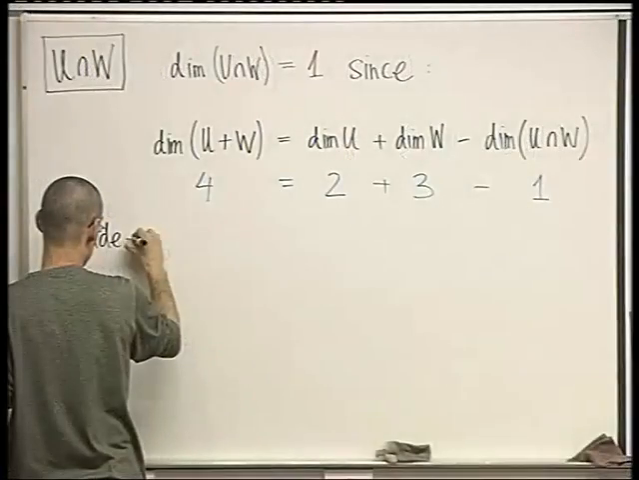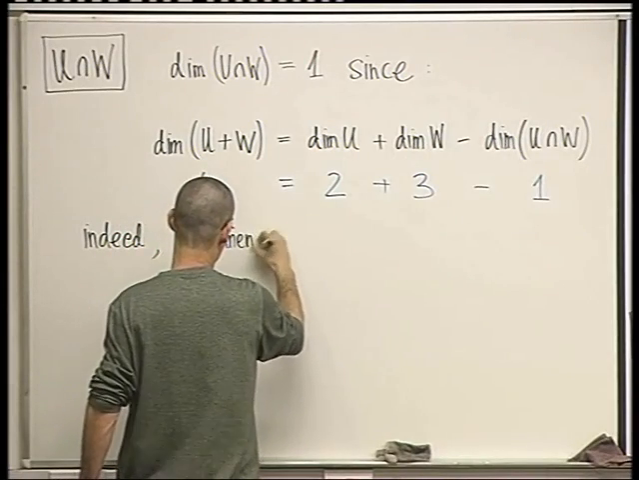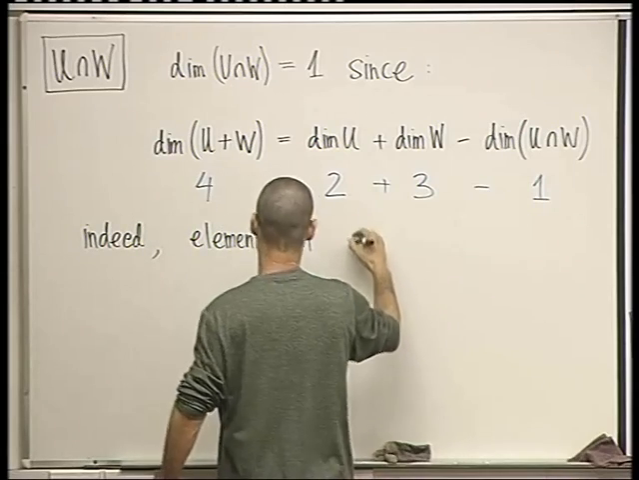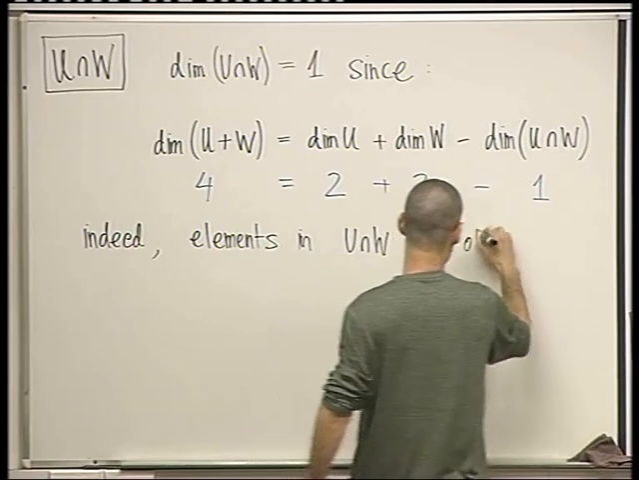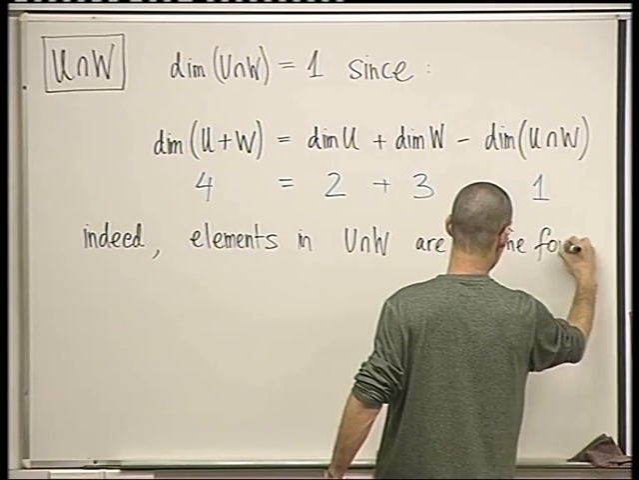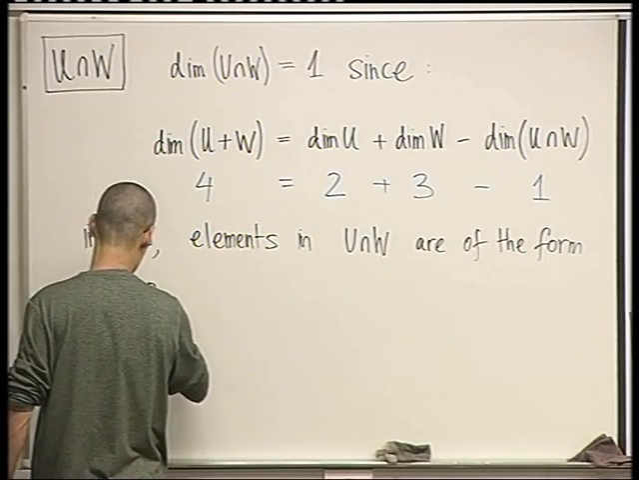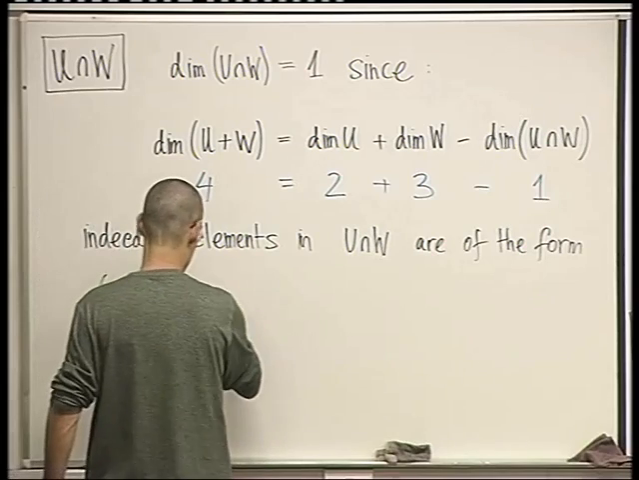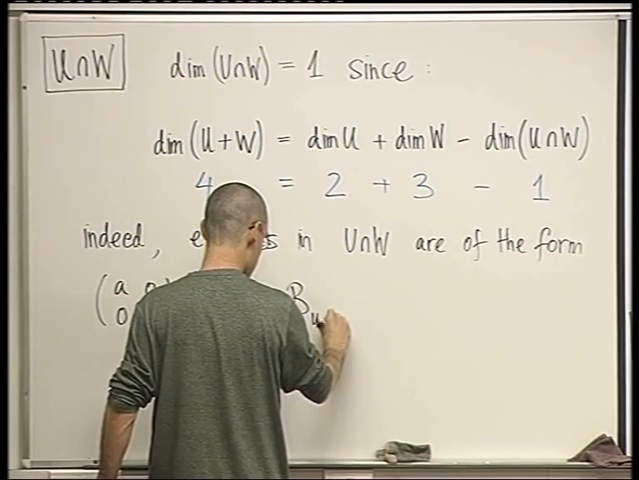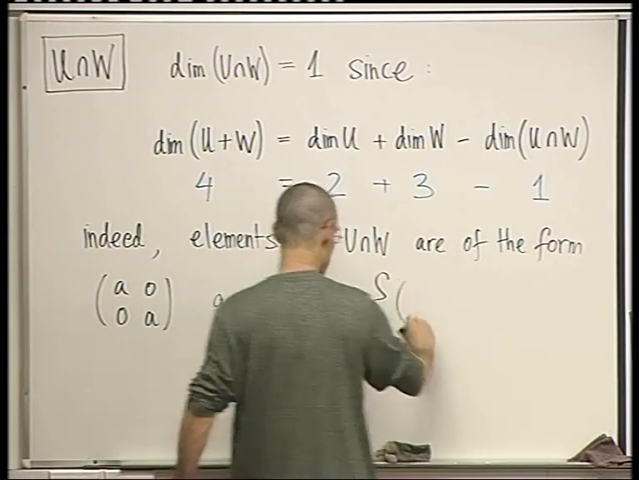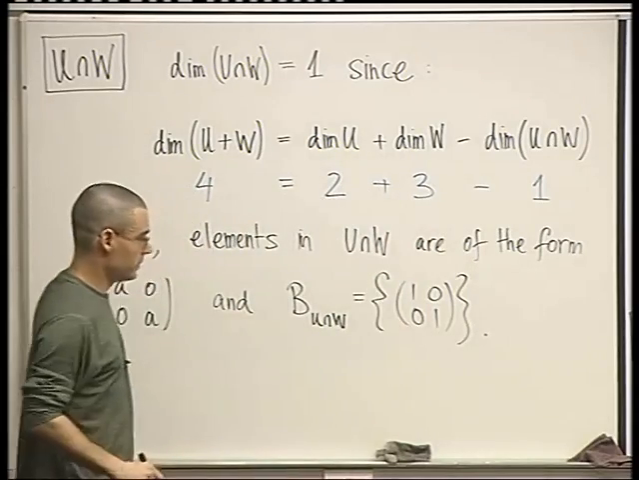Indeed, elements in the intersection, in U intersection W, are of the form [A,0;0,A], and a basis for U intersection W is merely the set {[1,0;0,1]}.